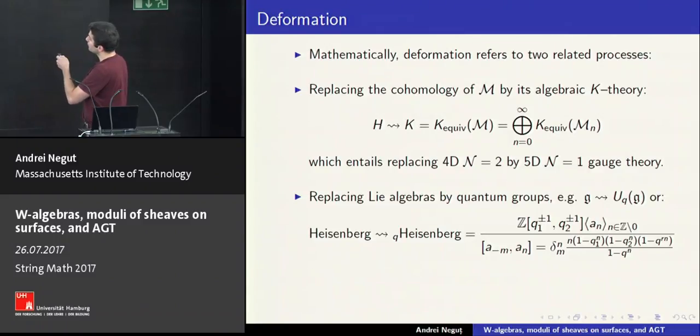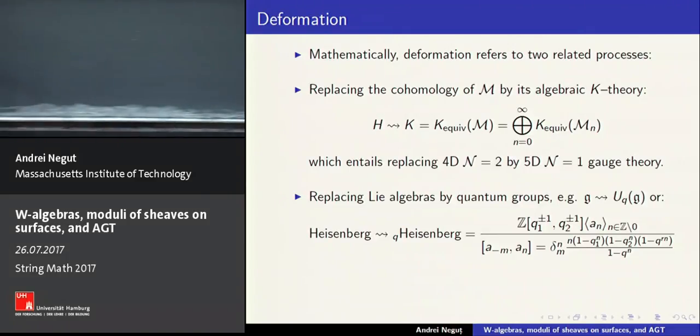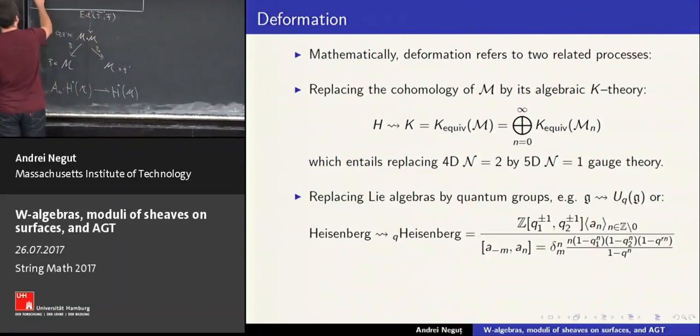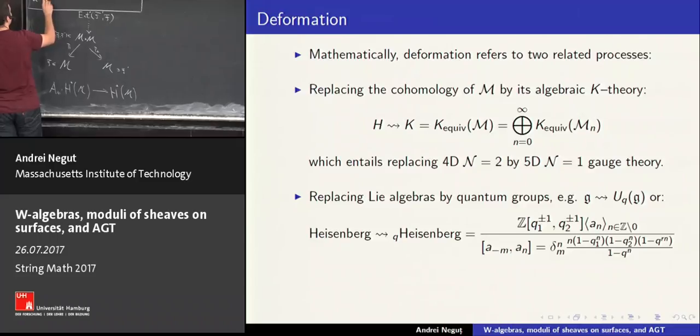But the Q Heisenberg algebra has generators called a_n, which are indexed by integers n, and they have these commutation relations between them. So let me explain this commutation relation. Well, first of all, Q, and I will write it here because it's going to appear throughout this talk. What I call Q is equal to Q1 times Q2.